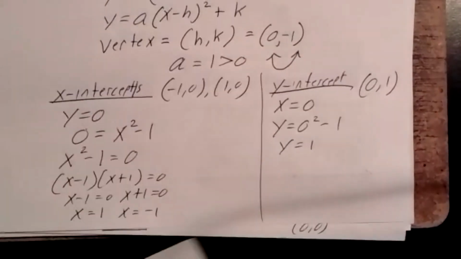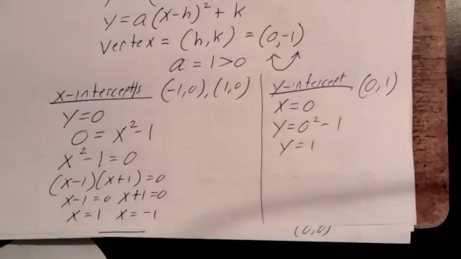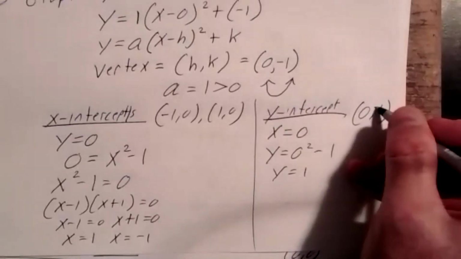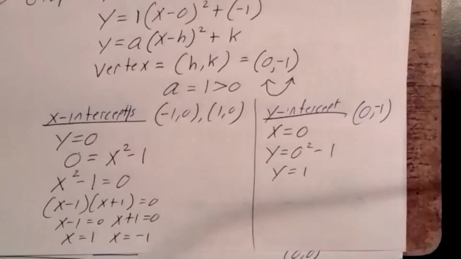Wouldn't it be 0, negative 1? Yeah, you're right. Yeah, thank you. Yep, 0, negative 1. All right, so let's plot what we know.